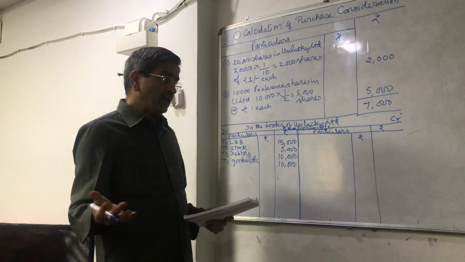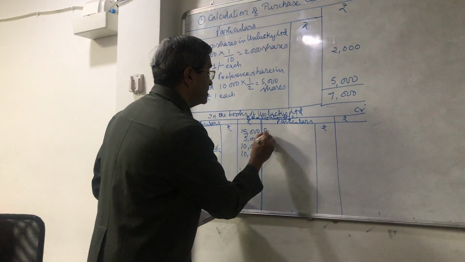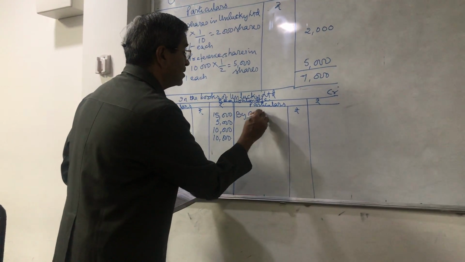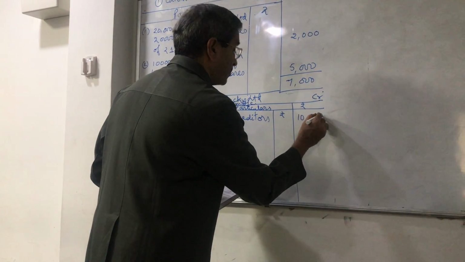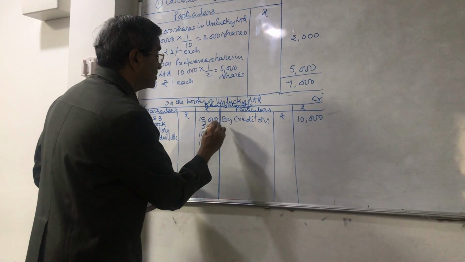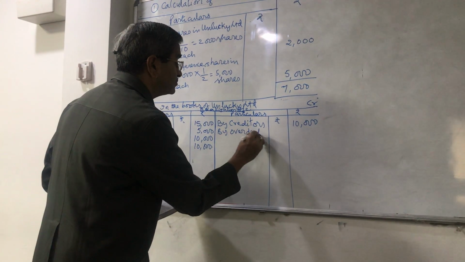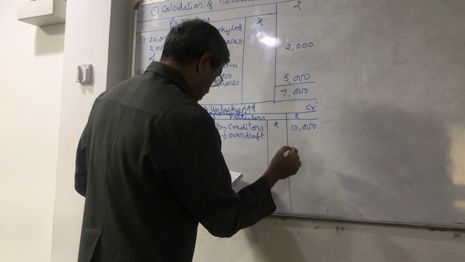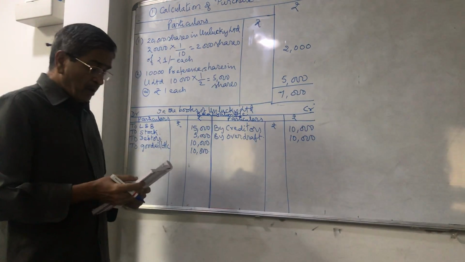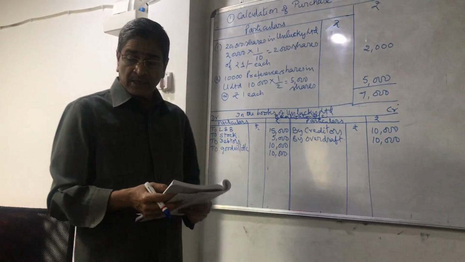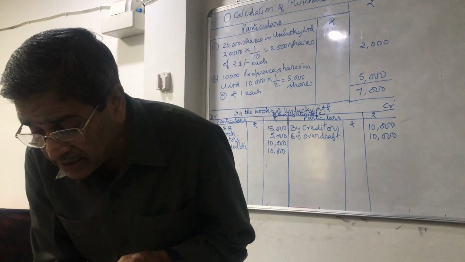Now we need to transfer the liabilities. On the liabilities credit side, if you look, creditors is there. By creditors 10,000. By overdraft another 10,000. That's all. Reserves and surplus, etc. we don't transfer here. We don't transfer the reserves and surplus.